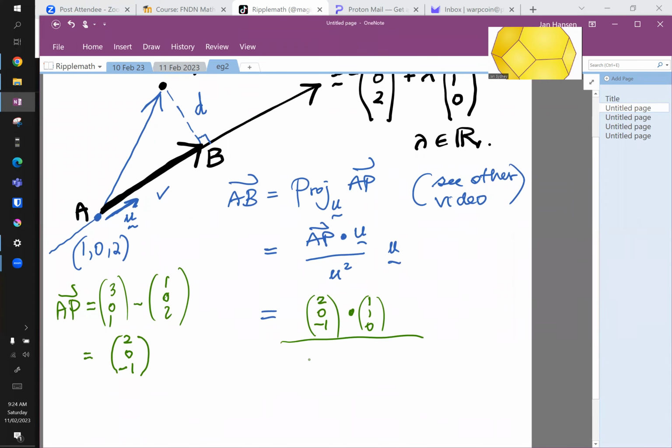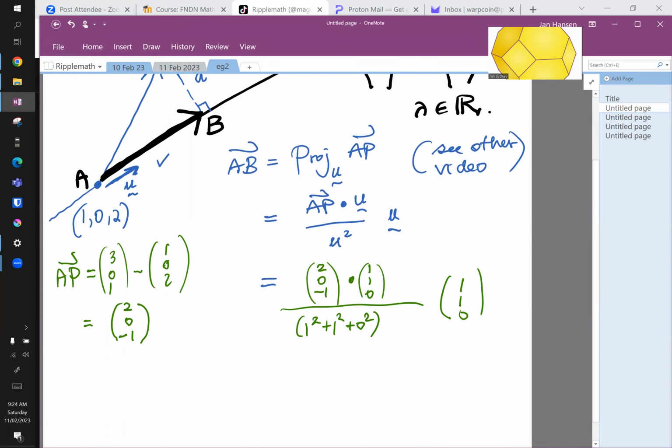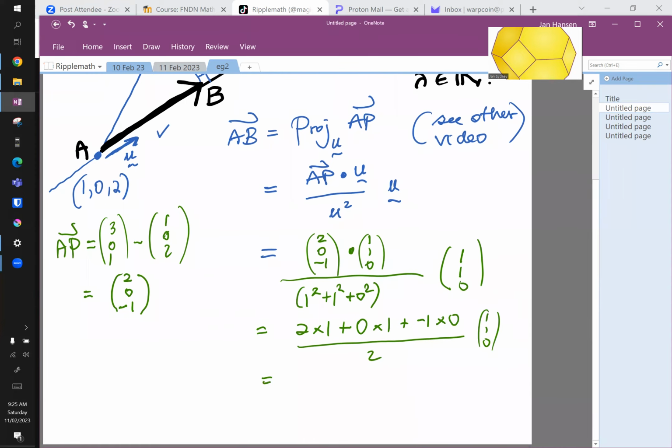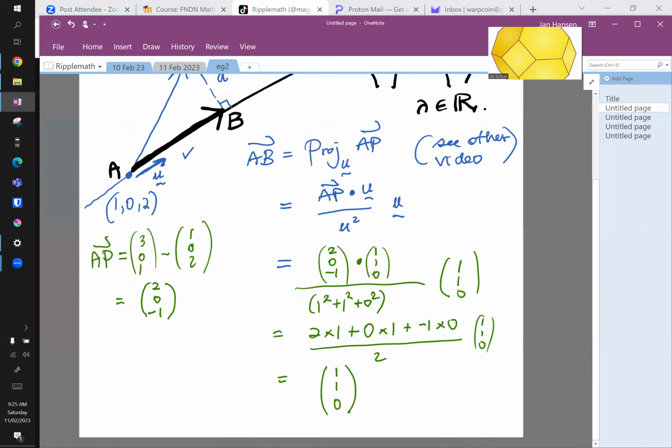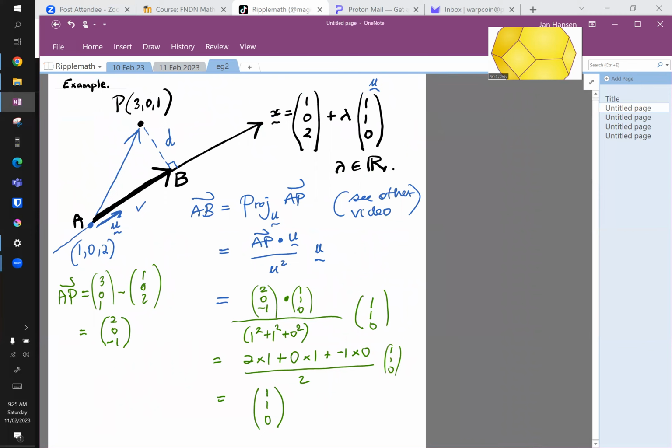divided by the magnitude of U squared. So that's 1 squared plus 1 squared plus 0 squared. Square root squared, so there's no square root. Then you put in that U. Dot product is 2 times 1 plus 0 times 1 plus minus 1 times 0, over 2, equals, let's see what that's going to be. Oh, it looks like it's just (1, 1, 0), easy peasy. Okay, so that's step 1 here.